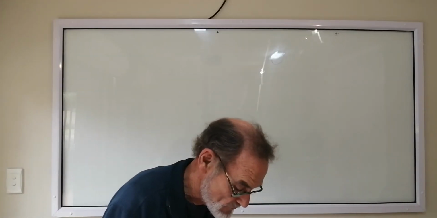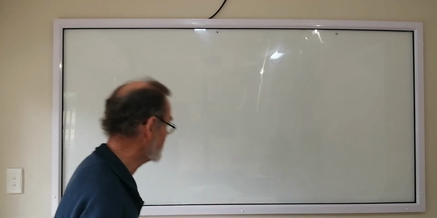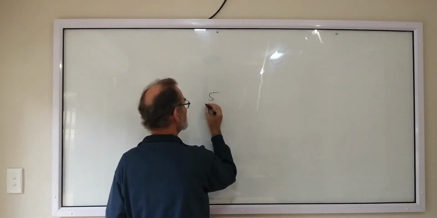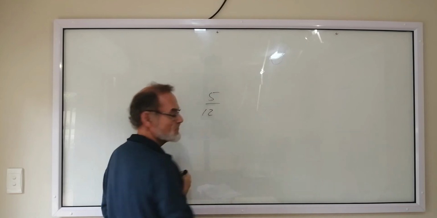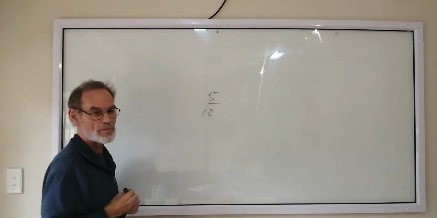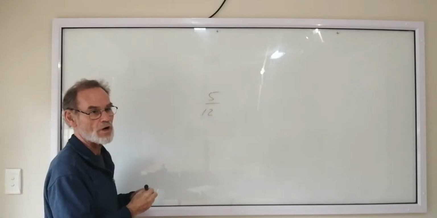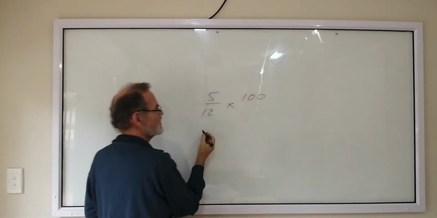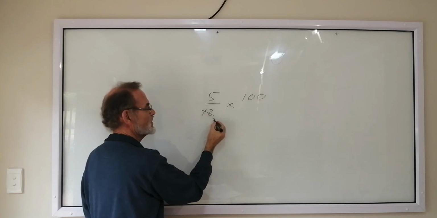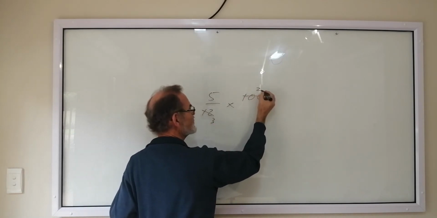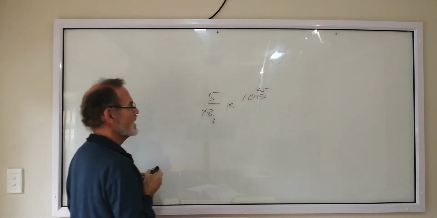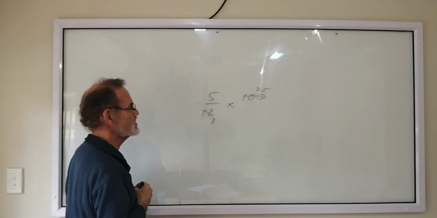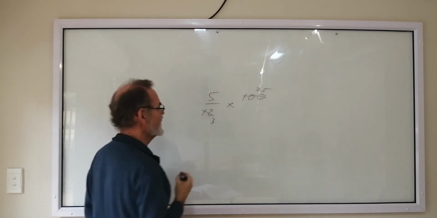Okay, let's do another fraction quickly. 5/12. 5/12 as a percentage. 5/12 of what? 5/12 of 100. 4 goes into the 12, 3 times. 4 goes into the 100, 25 times. And that is about as good as it gets.